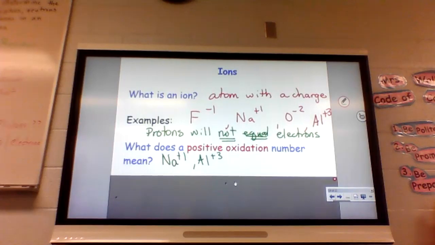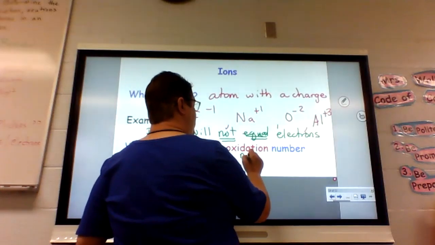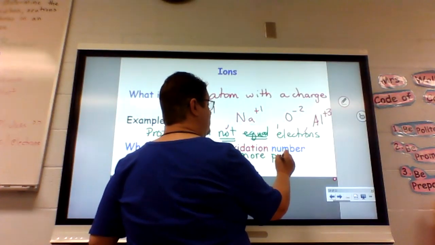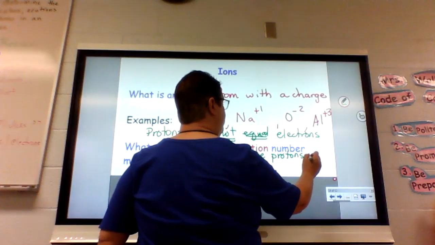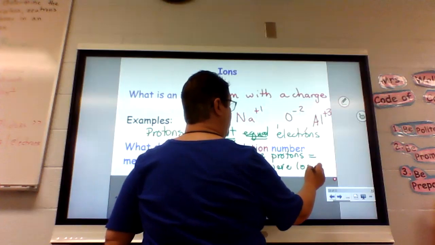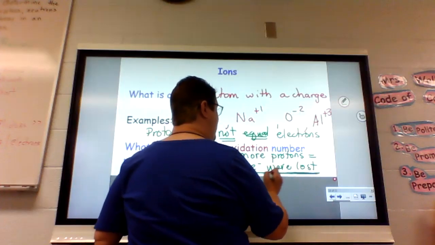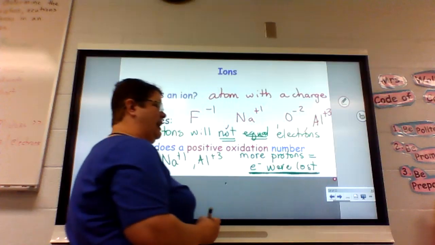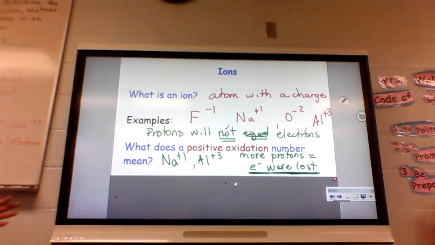All right. So what does a positive oxidation number mean? It means you have more protons, which means electrons were lost. So if electrons were lost, we're going to be subtracting electrons in a few minutes to calculate our totals. We're going to have to subtract electrons.